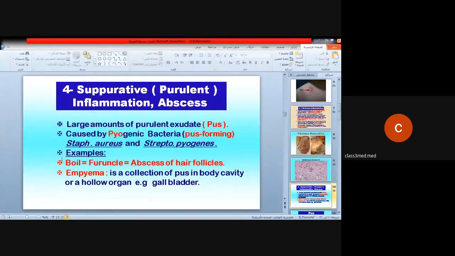Examples are this boil or furuncle. Boil or furuncle means abscess of hair follicles. And the term empyema means collection of pus in a body cavity or a hollow organ.